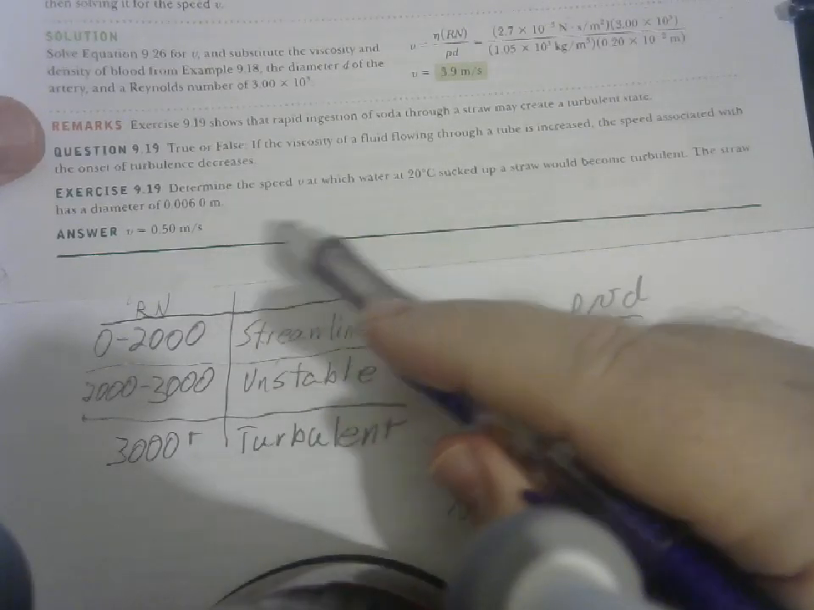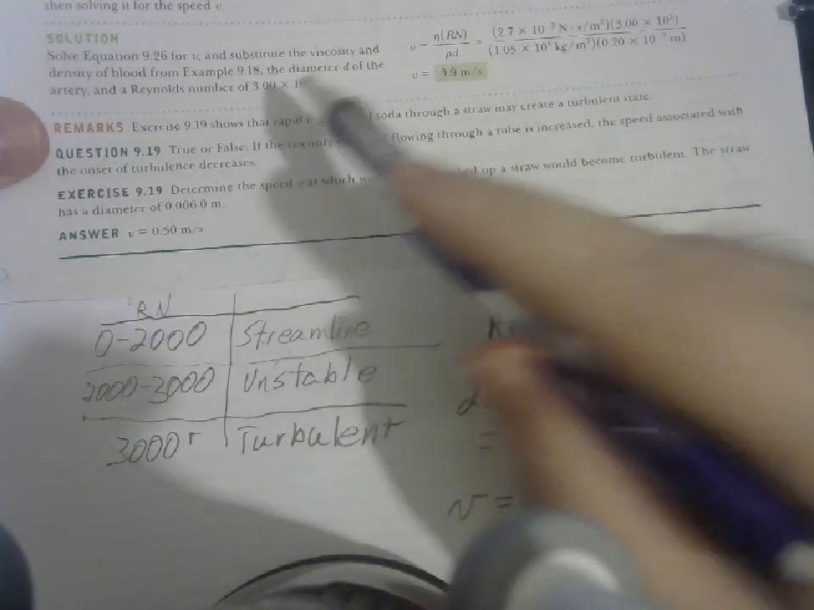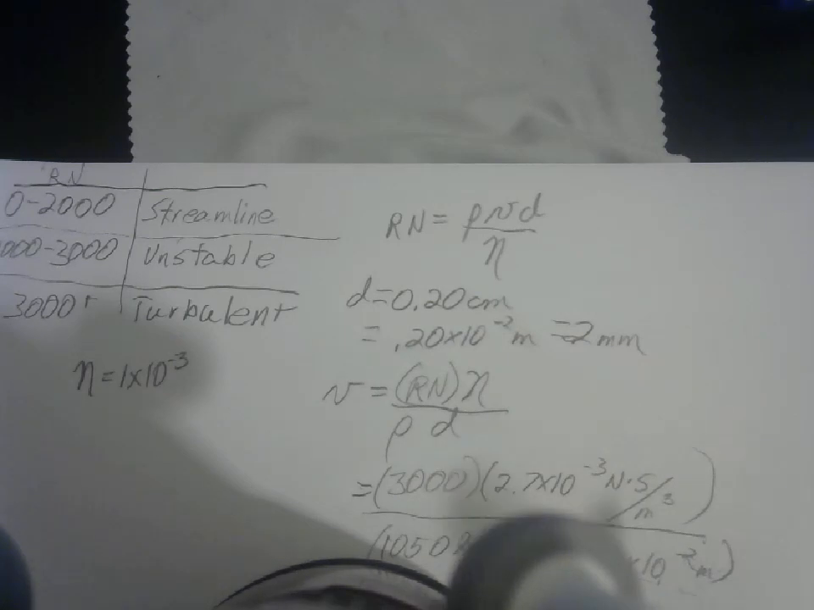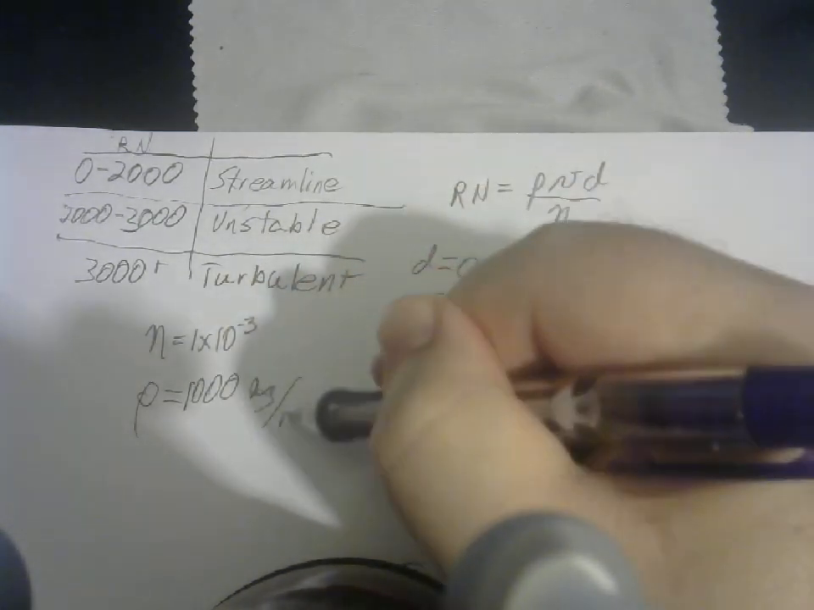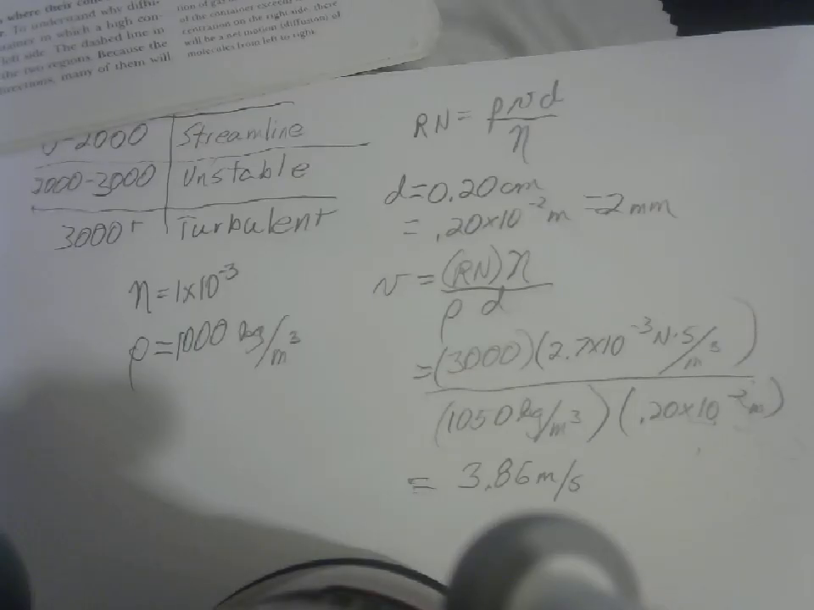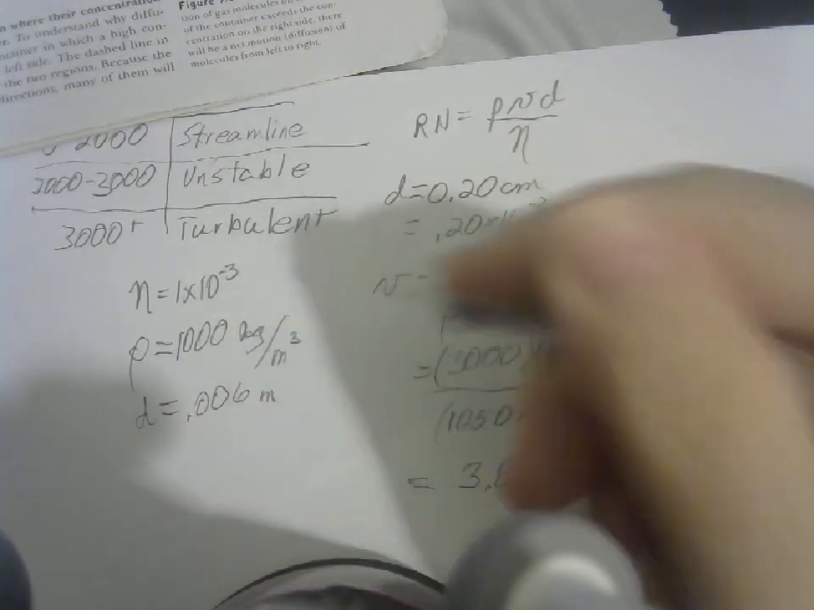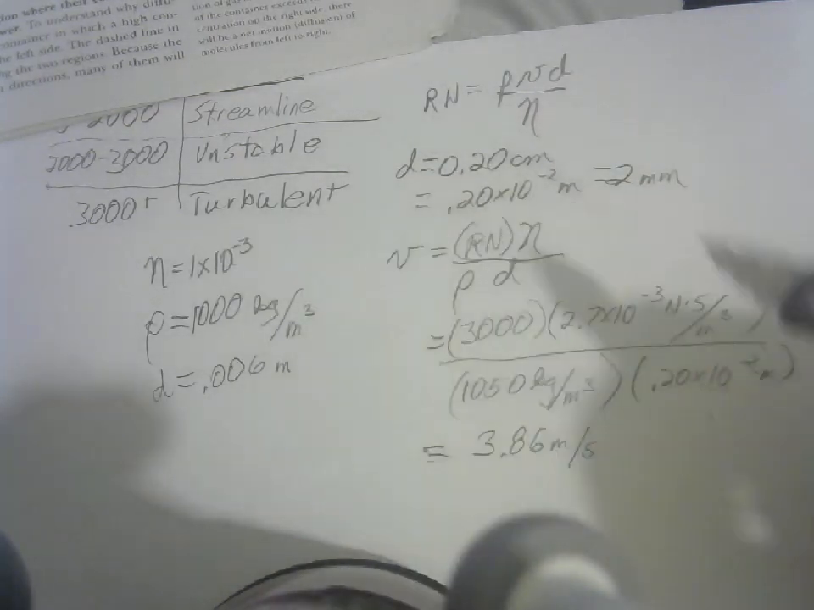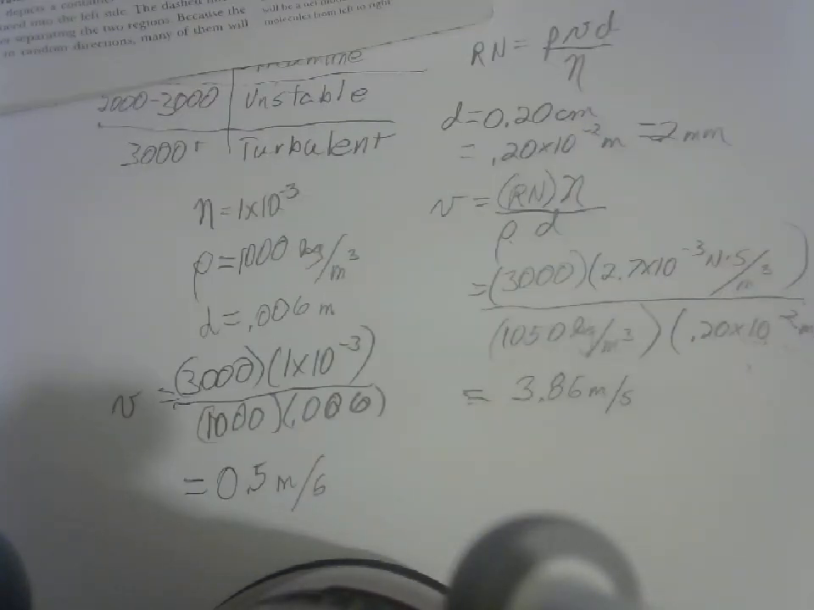Exercise 9.19 is essentially exactly the same question. The only difference is that now, instead of pretending I look things up in the table, I'm actually going to have to look things up in the table. Water at 20 degrees: eta is 1 times 10 to the negative third. Actually, the density of water I don't have to look up. I have that memorized: 1,000 kilograms per meter cubed. And the diameter of the straw is given in the problem as 0.006 meters, which is 6 millimeters across. So we can once again take 3,000 times 1 times 10 to the negative third, divided by 1,000, divided by 0.006. And the answer is 0.5 meters per second.